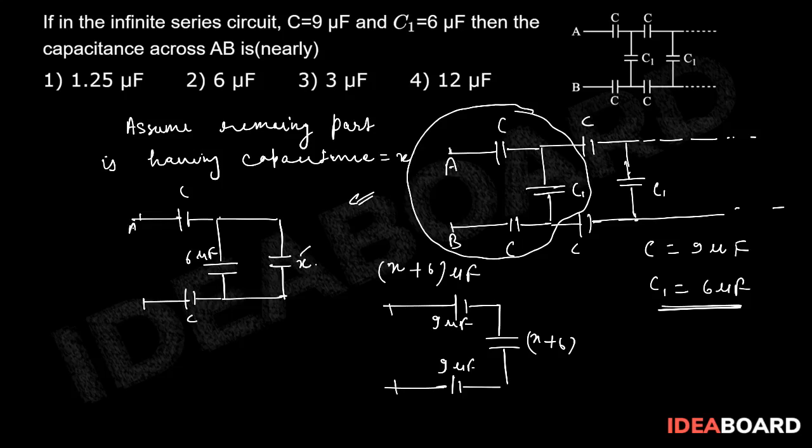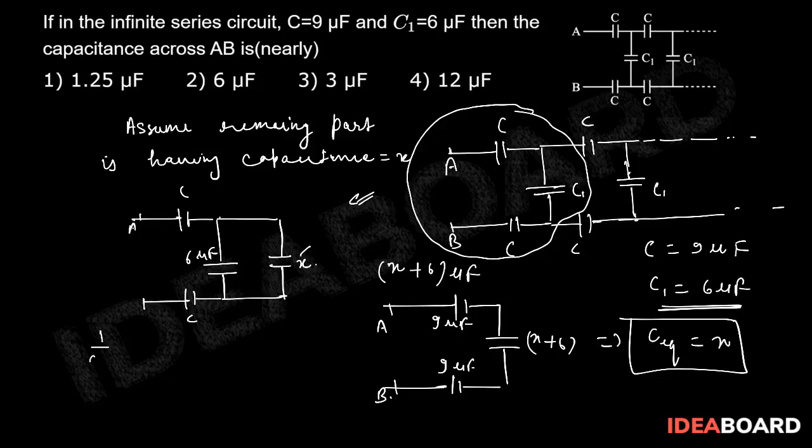Okay, and the net of this will have the equivalent capacitance equal to X only. Why? Because this is the part of that infinite series only. So finally whatever the value comes, that should be equal to X itself. So the net value of these, these three are in series now. So how do we solve it? In order to solve it, we need to use the series formula.